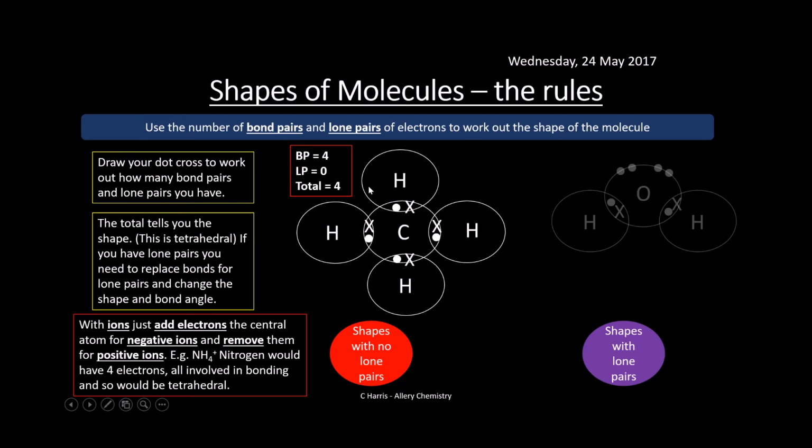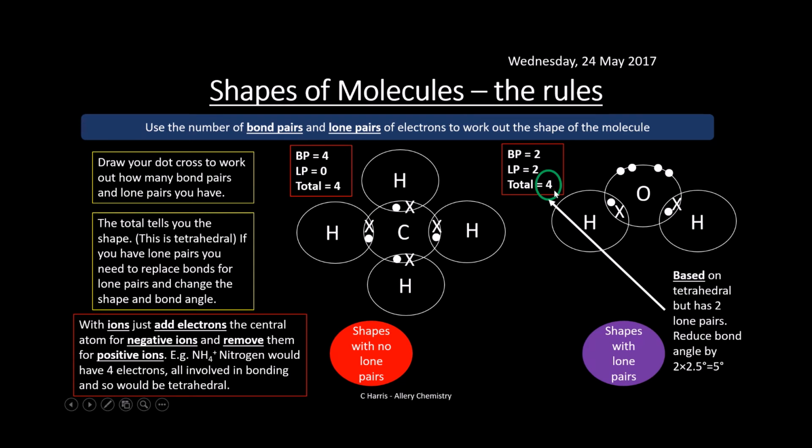Looking at one with lone pairs then, this is water. You can see this has 2 bond pairs and 2 lone pairs. The total's 4 though, and this tells us that it's based on a tetrahedral, so that's our starting molecule, but it has 2 lone pairs, so what we do is reduce the angle by 2 lots of 2.5, which is 5 degrees.